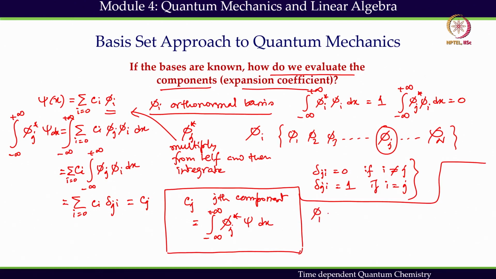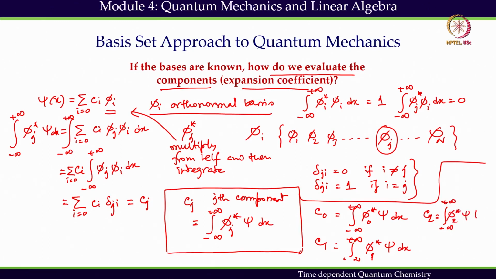So, C 0 I will get as the integral from minus infinity to plus infinity of phi 0 star psi dx. C 1 I will get as the integral from minus infinity to plus infinity of phi 1 star psi dx. C 2 I will get as the integral from minus infinity to plus infinity of phi 2 star psi dx. So, this is the way to get the expansion coefficient.